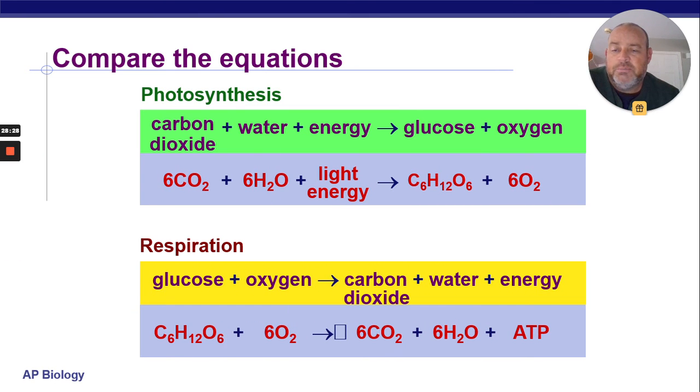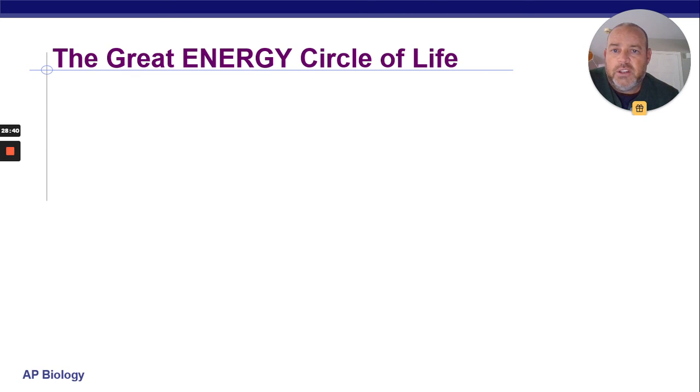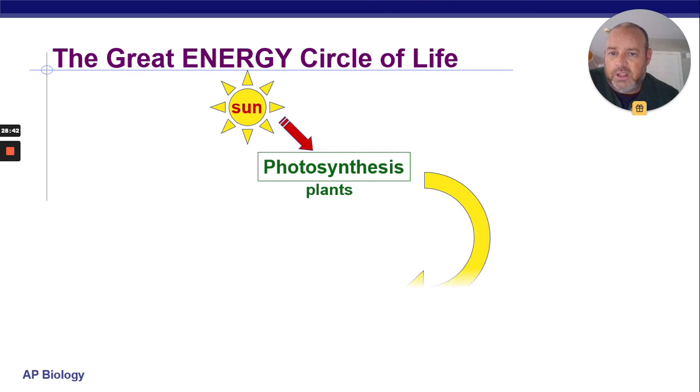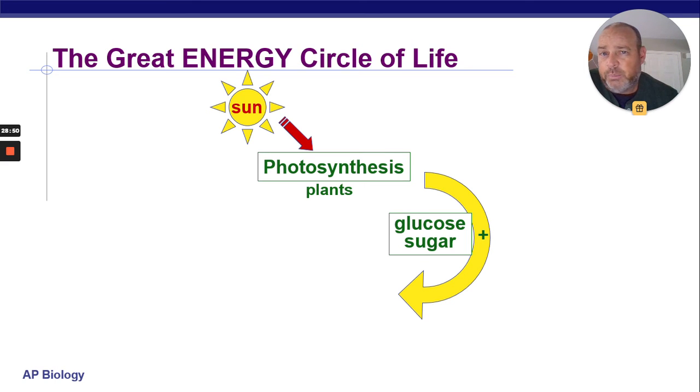Again, the equations are just mirror images of each other. You can pause the video and check that out. You should have seen this in at least one, if not two or three other classes before now. Pause the video and look at it if you need to, but very much mirror images of each other. And it really does create this circle of life, right? So the sun comes in, the plants do photosynthesis, right? Without this interaction, without photosynthesis, really nothing on the planet is going to work.